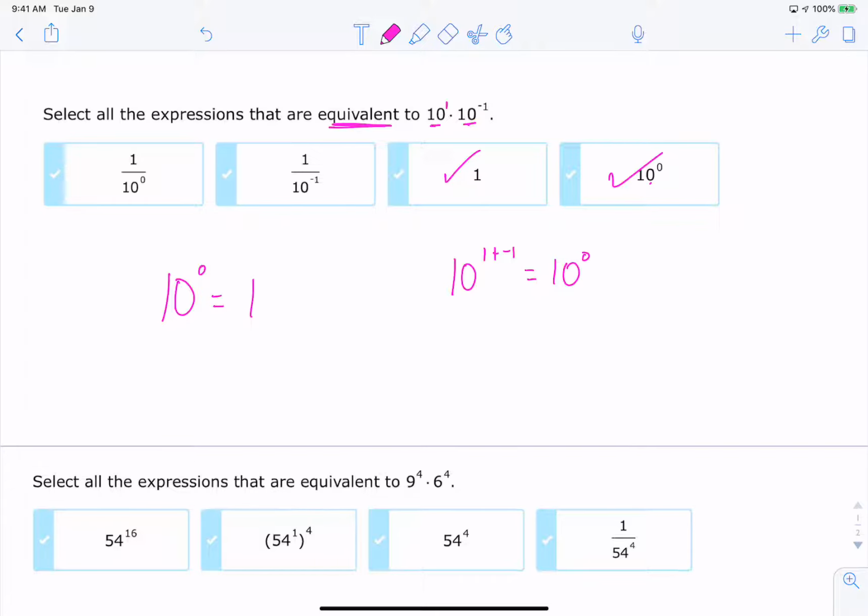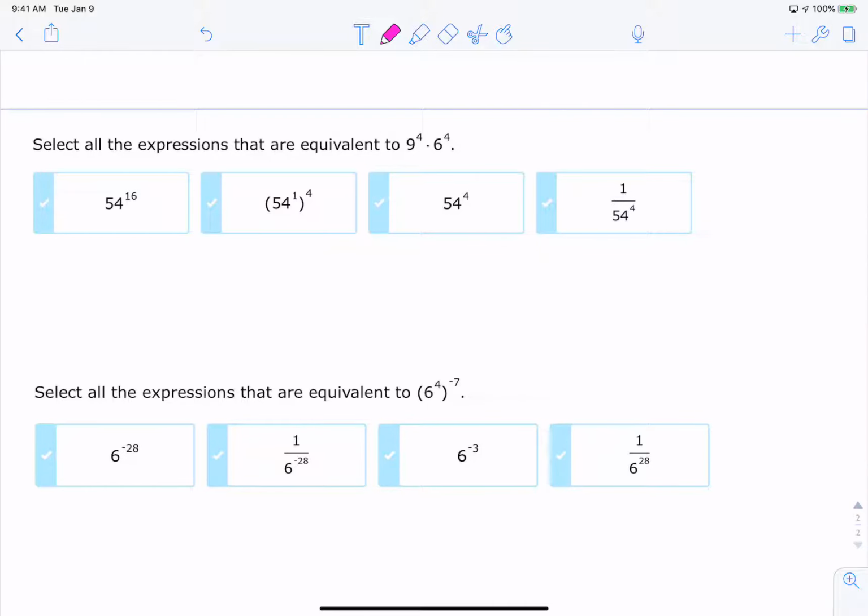All right, and then this one, we have 1 over 10 to the 0. Well, 10 to the 0 is 1. So 1 over 1 is also equivalent to 1. So this one would also work. All right, this one would be equivalent to 10 to the first power, which is equivalent to 10. So that one is not an answer choice. So we would have 3 choices selected here.